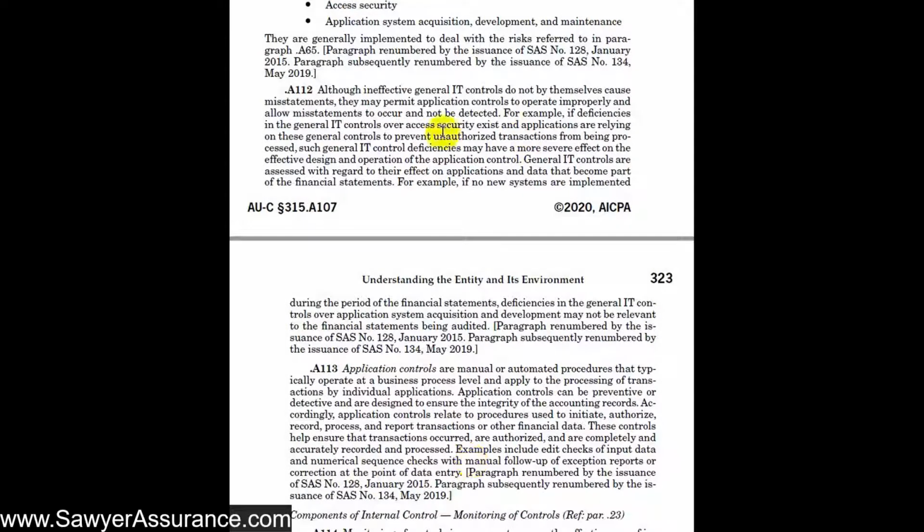So the general IT controls we might think about as controls that ensure the output of the system is accurate, whereas potentially the application controls might ensure that the input of the data is accurate.